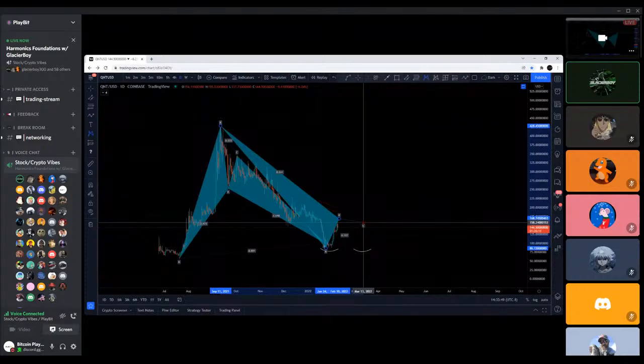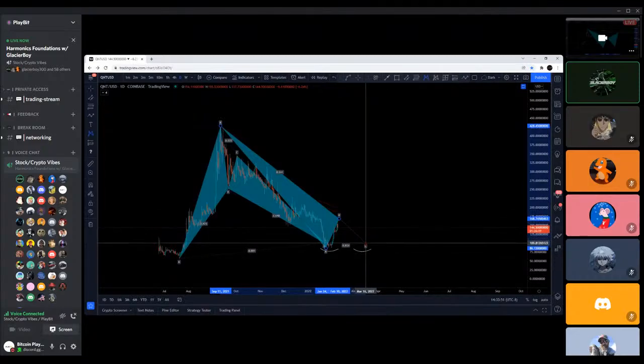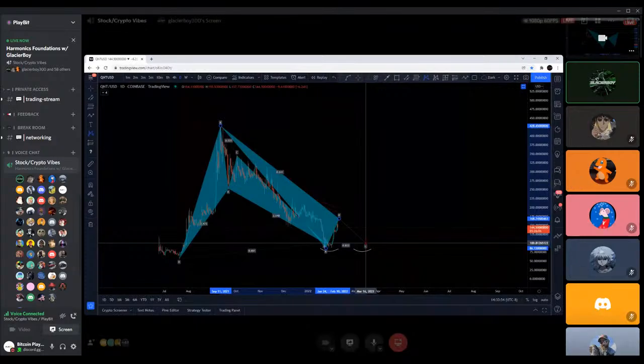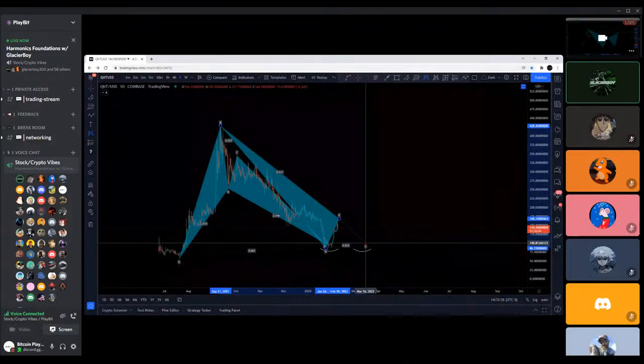I'm in the process of actually developing a guide with Playbit, our own thing, so it's not like some other trading group's harmonic guy. We're going to have Playbit logos on our harmonics and stuff like that too.